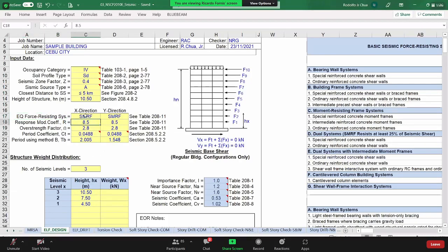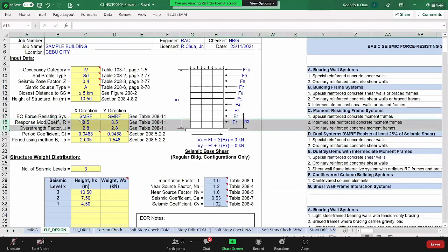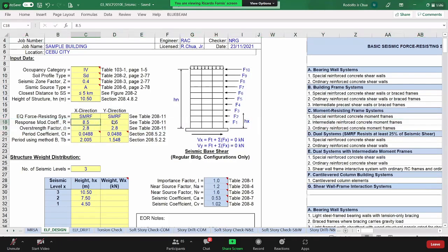Now, if you're going to select SMRF, we have to consider the seismic response modification coefficient, or this R coefficient. So according to the code, if the system is designed as SMRF or special moment frame, the R for that is 8.5 and then the overstrength factor omega is 2.8.